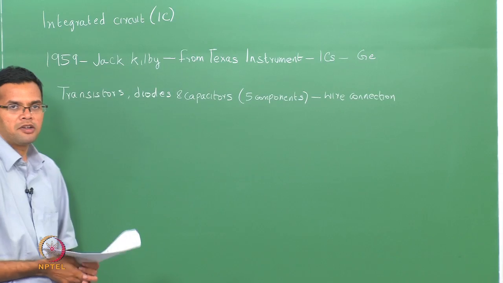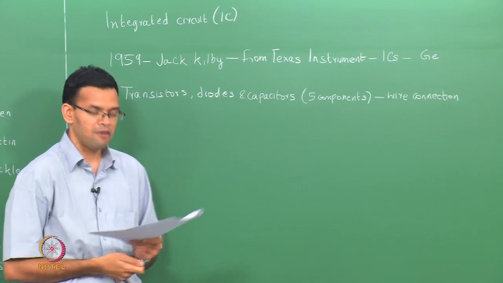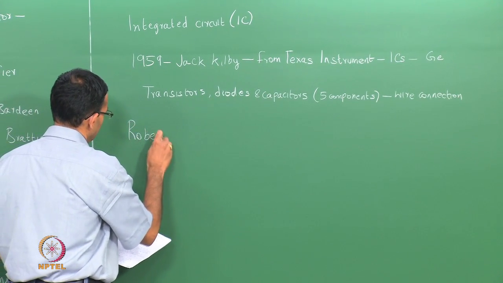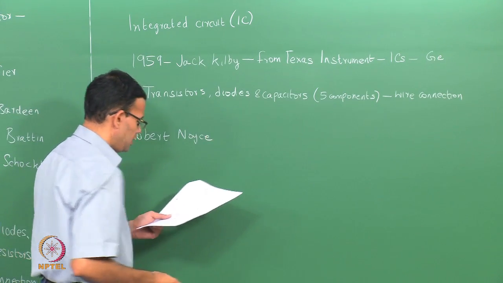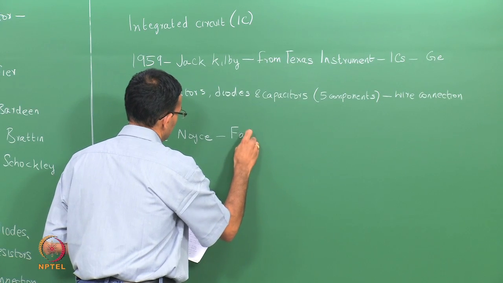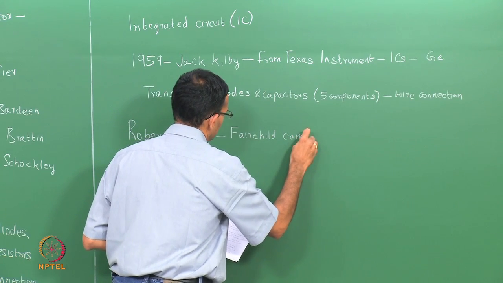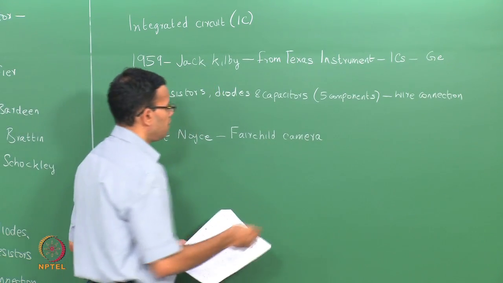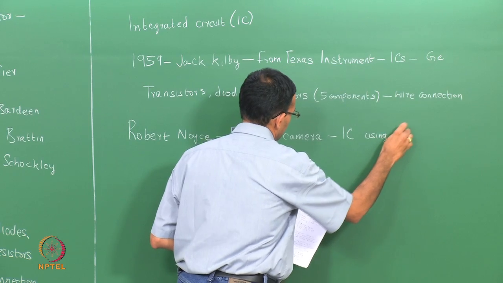But the modern integrated circuit as we know it, based upon silicon, was developed by Robert Noyce, who is one of the founders of Intel. At that time, he was working at Fairchild Camera. He had a different design where he built the first integrated circuit using silicon.